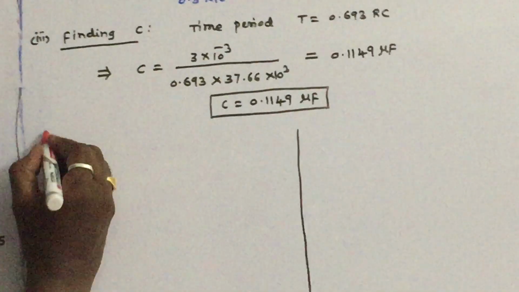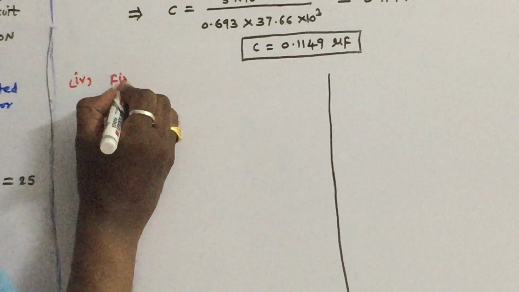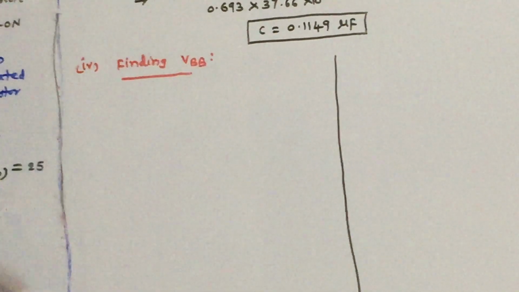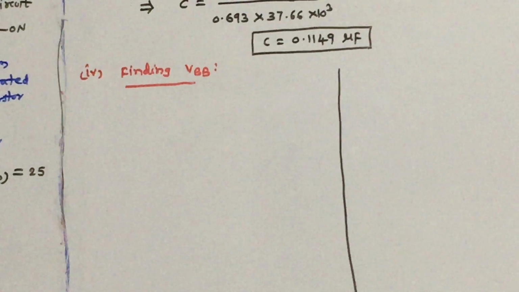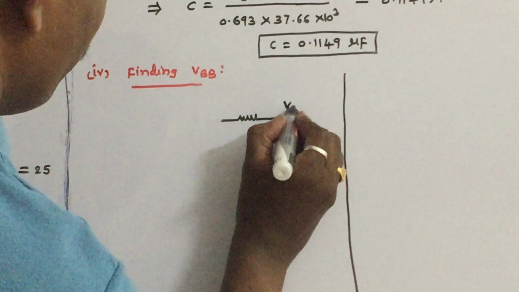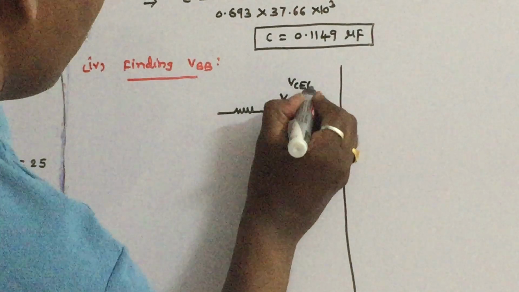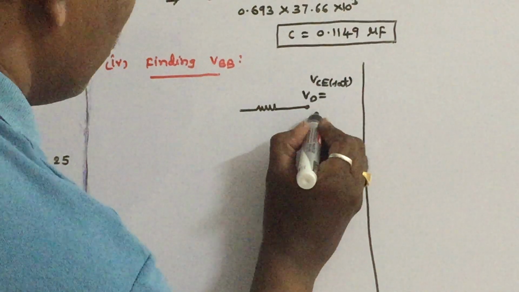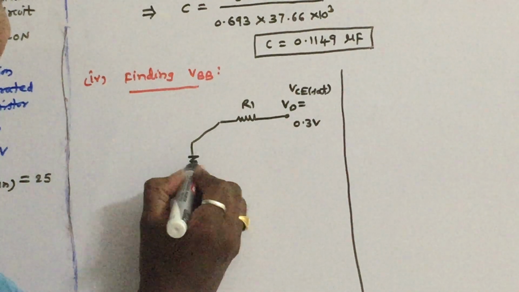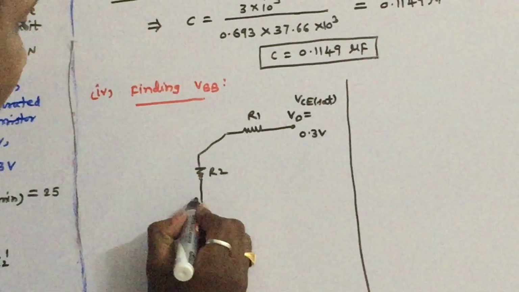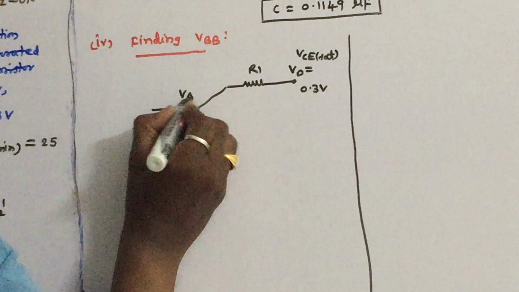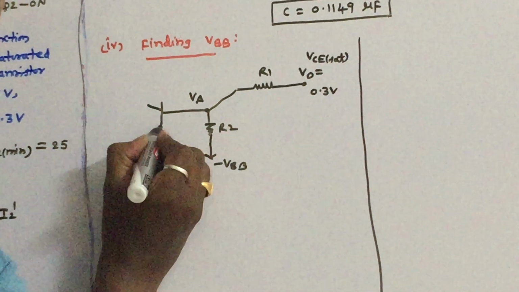So what is the next step for finding VBB? Since VBB is not given in the problem, first we have to find VBB. For this purpose, what is the circuit we have to take? We have to take the circuit as VD, which is equal to VCE saturation. VCE saturation we have assumed as 0.3 volts. This is the resistor R1. This is the resistor R2, which is connected to minus VBB. This terminal we have assumed as VA. This is connected to the base of transistor Q1.